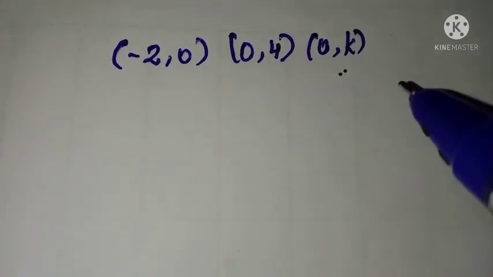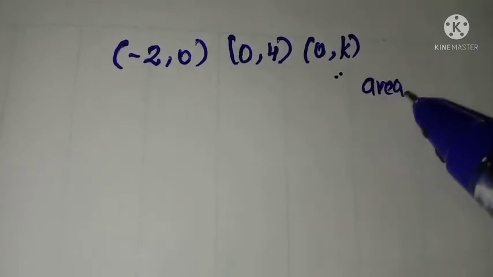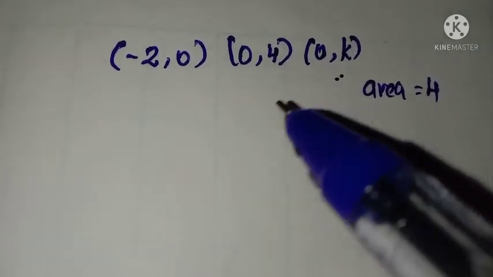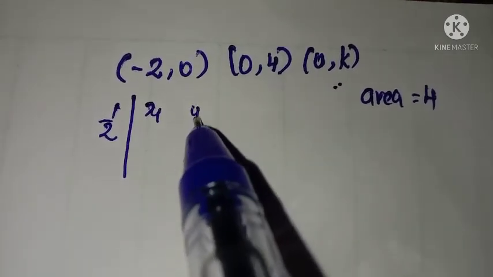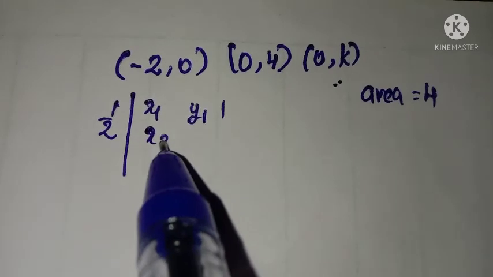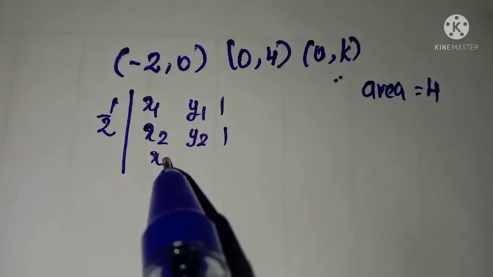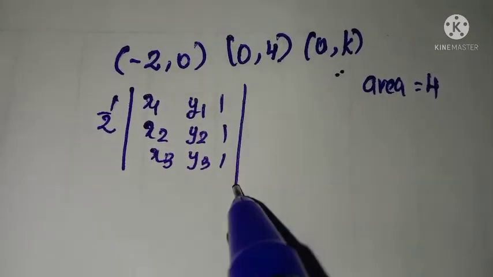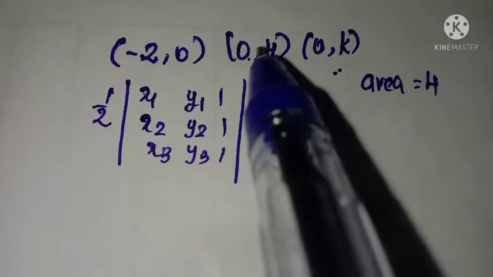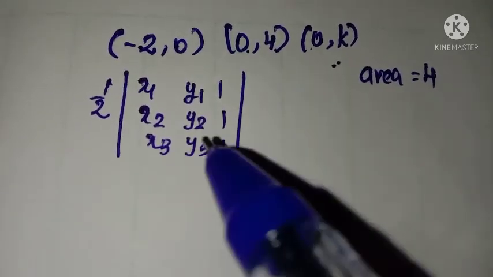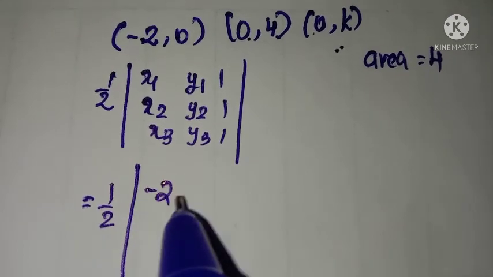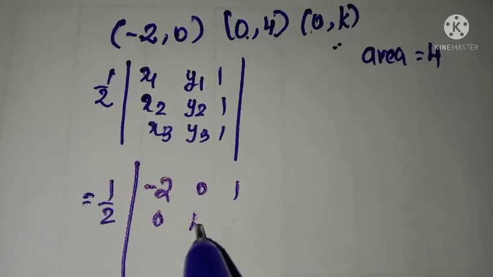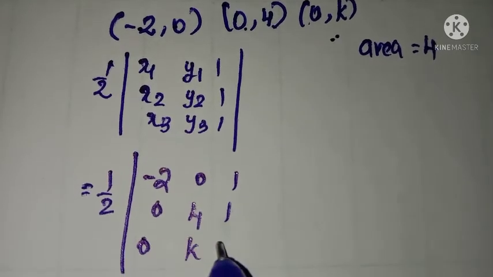Next question. Here also we want to find the value of k and the area of the triangle is given. Area is equal to 4 square units. So area is obtained by using the result half into the determinant x1 y1 1, x2 y2 1, x3 y3 1. Here are x1 y1, x2 y2, x3 y3. Put all these values here, we get half into the determinant minus 2 0 1, 0 4 1, 0 k 1.